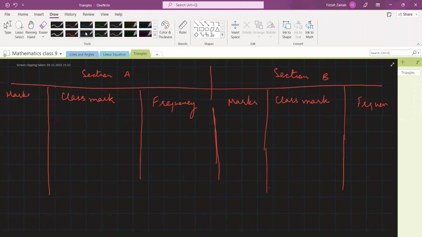Okay, so what are the marks of section A? I use different color pens, okay? Blue is section A. Marks 0 to 10, then frequency is given, which is 3. Then you have 10 to 20, frequency is 9. Then 20 to 30, frequency is 17. 30 to 40, it's 12.